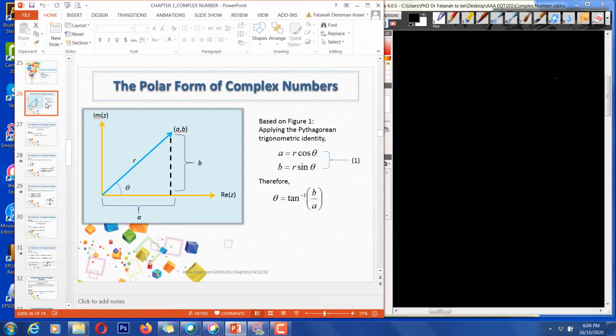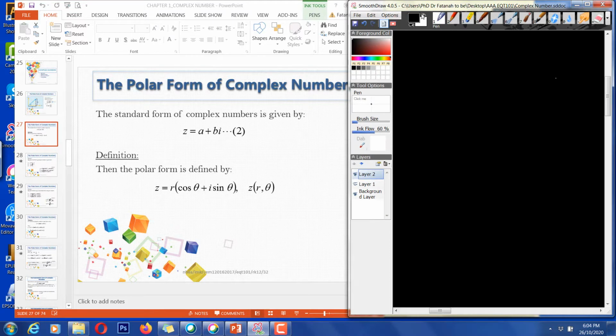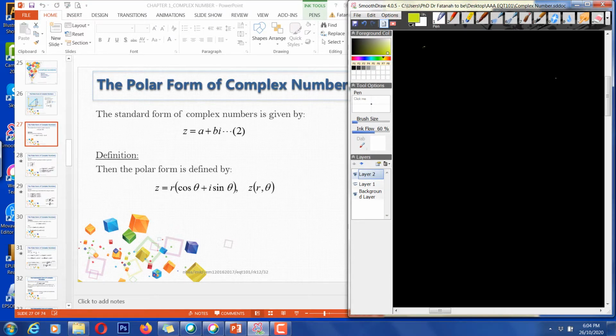Polar form. How to move to polar form. A complex number can be transformed into polar form. The polar form is like this: Z equals R (cos theta plus I sin theta).